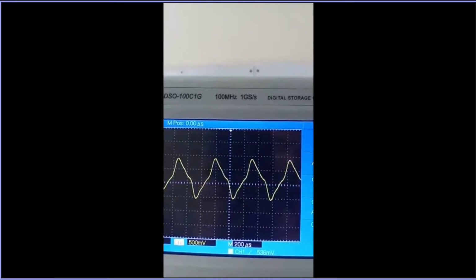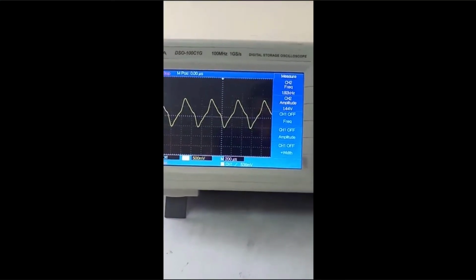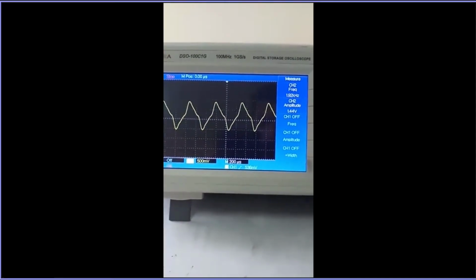Sir, could you hold the camera a little bit back and towards the right? Okay, clear? Better? Yes.